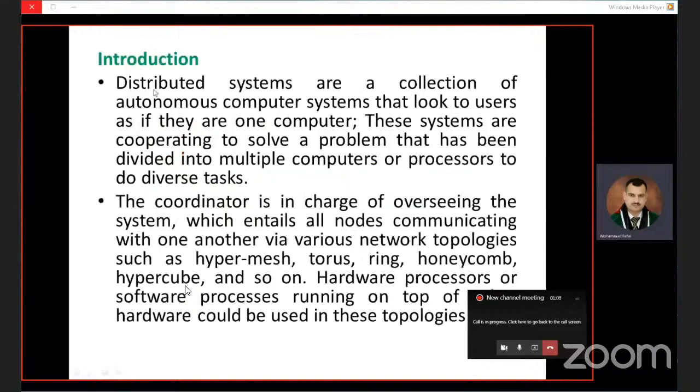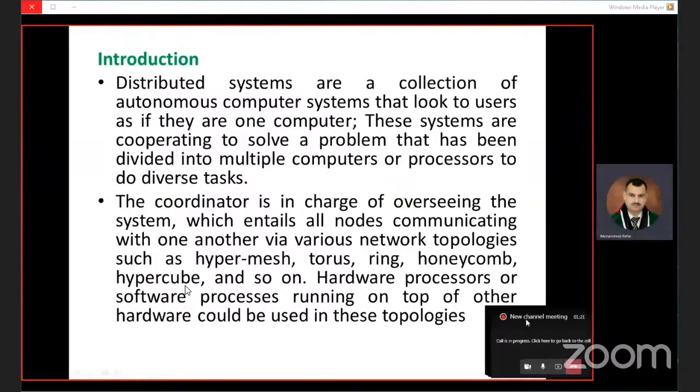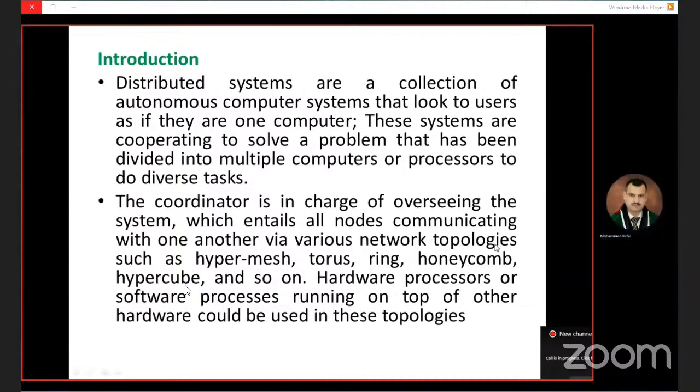Introduction: distributed systems are a collection of autonomous computer systems that look to users as if they are one computer. These systems cooperate to solve a problem that has been divided among multiple computers or processors to do diverse tasks.